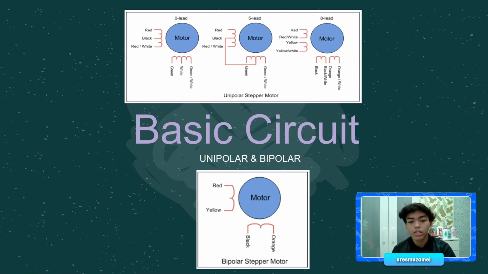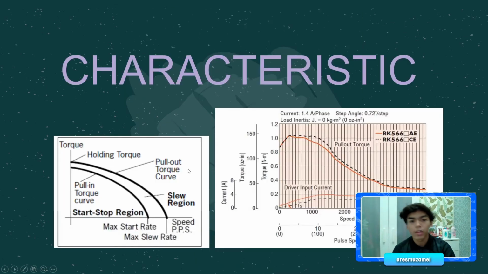There is no reversal of current direction through the winding. So next, the characteristics. The power or horsepower range for the stepper motor is... A stepper motor may run at a voltage between 5 volts to 12 volts, and the current draw will be somewhere in the range of 100 milliamperes to 400 milliamperes, something like that.